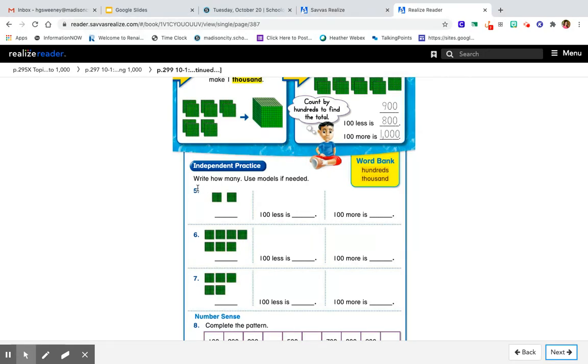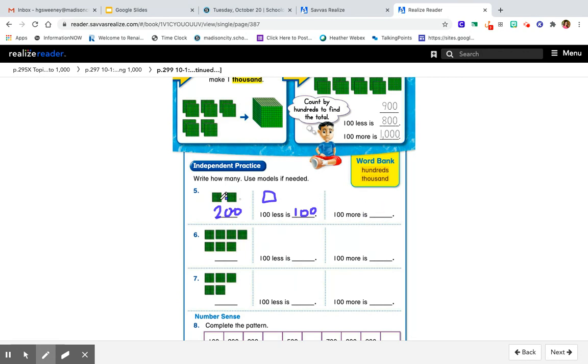Now, Miss Sweeney's going to do this one on her own, and so you can just watch. It says, write how many. Use models if needed. So number 5, the first thing I want to do is figure out how many hundreds I see. So I see 2 hundreds. So 2 hundreds is 200. Now, the first question says, what's 100 less? Well, if I have 2 hundreds and I take 1 away, then I would only have 1 still remaining, which is 100.